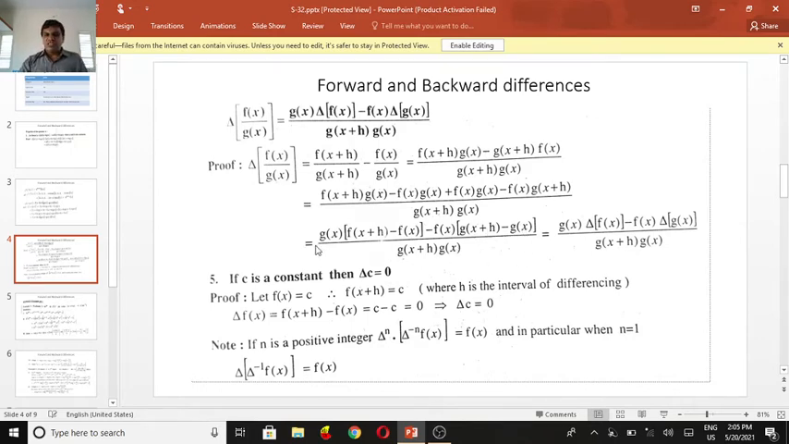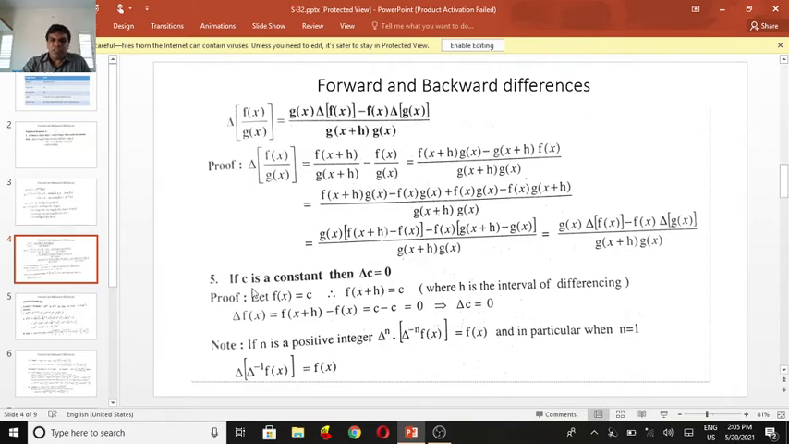So in the first term, we apply the definition of Δ. So [g(x)Δf(x) minus f(x)Δg(x)] divided by g(x+h)g(x). This is the form in the quotient type of differences.